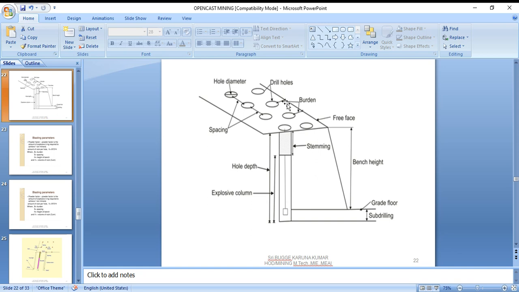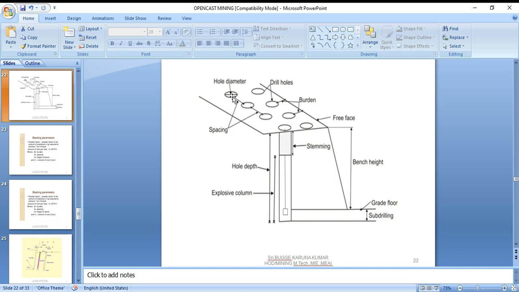So for drill holes, the first free face to the first row is called the burden. This is the free face, so this is called the burden. The burden should not be more than the height of the bench. To maintain the burden optimum is very essential.